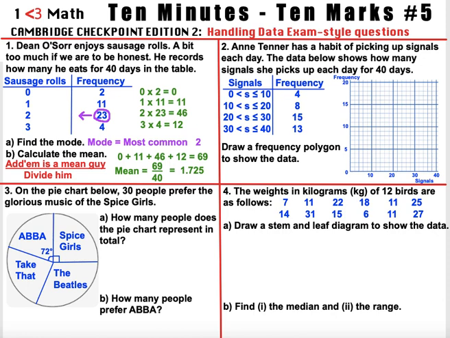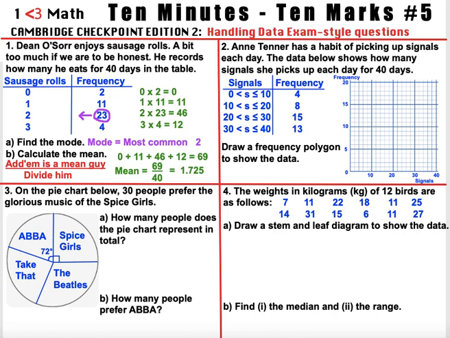So we're going to make like a sausage now and roll on to question 2, where Antenna has a habit of picking up signals each day. The data shows how many signals she picks up each day for 40 days. And we need to draw a frequency polygon to show this data. So the data table itself tells us that there were 4 days where she picked up greater than 0 and less than or equal to 10 signals. We don't know exactly how many, but we know that the data is within that class interval. There were 8 days where she picked up greater than 10, less than or equal to 20 signals. Another 15 days where she picked up greater than 20, less than or equal to 30, and 13 days where she picked up greater than 30 and less than or equal to 40 signals.